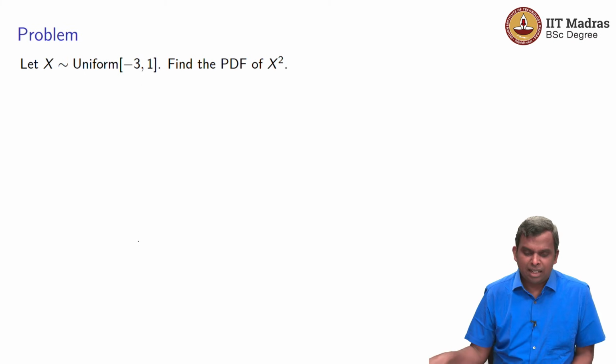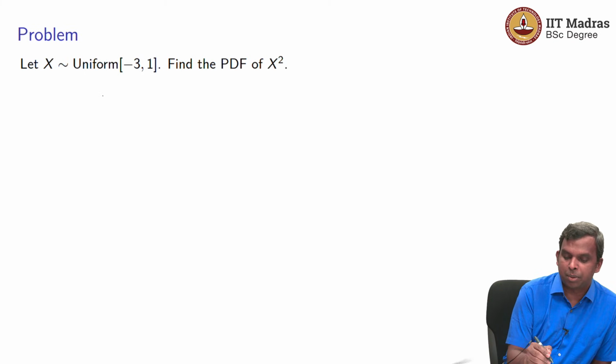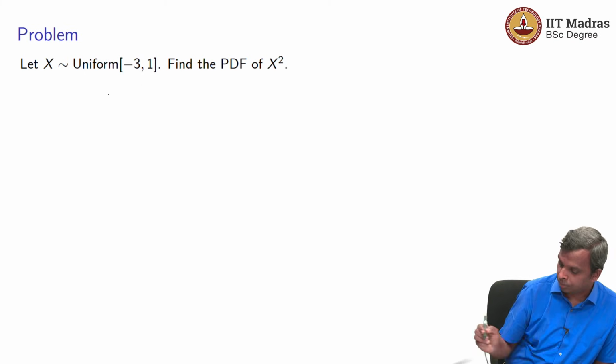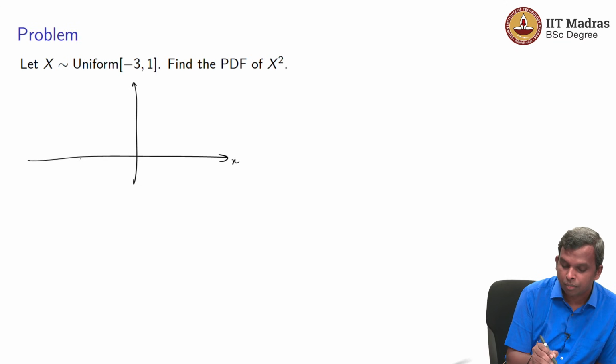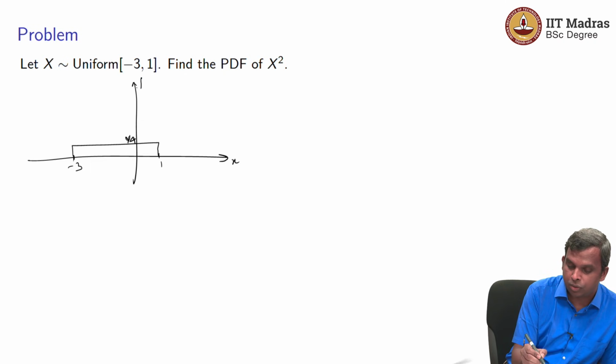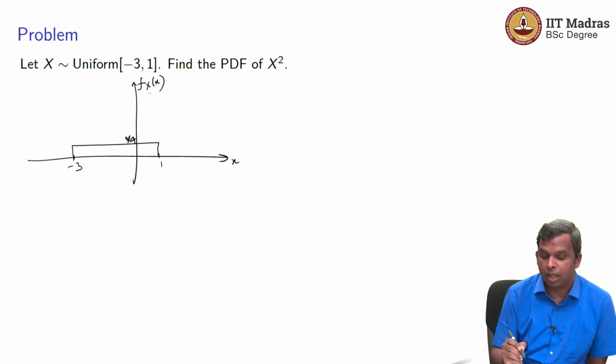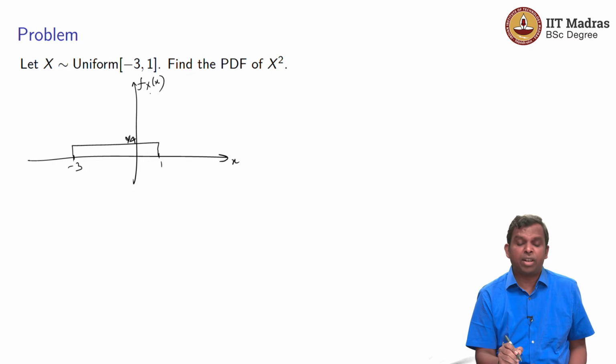Okay, so here's a slightly more twisted setup. X is uniform from minus 3 to 1. Let's say this is x and this is minus 3 to 1, and the height would be 1 by 4, isn't it? So that's the height of the PDF. This is fx of x. Now I need to find the PDF of x squared.